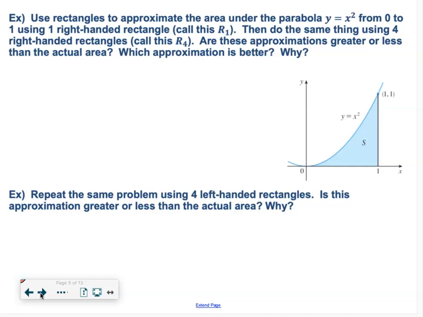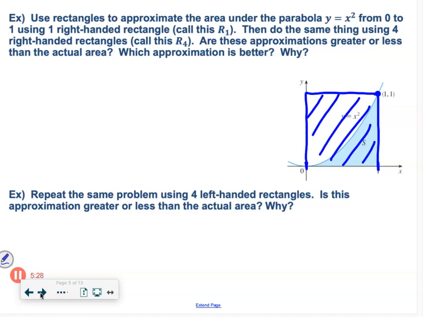Now, I have a great method that I use for all of these problems, but for this first part of the example, we're just doing it using one right-handed rectangle. So if we approximate this area using one right-handed rectangle, going from 0 to 1, the side on the right is this, so this is the height of our rectangle, and that's our rectangle. The area of this rectangle would be our approximation for the area under this curve that we're calling S.